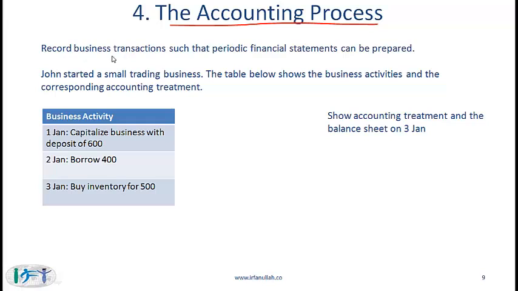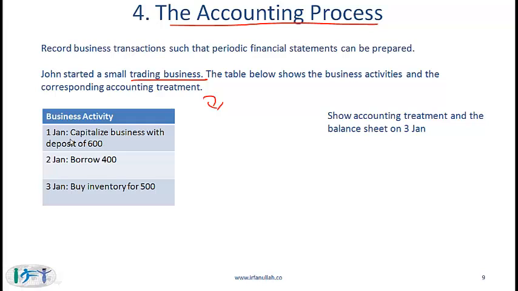Let us now take a look at the accounting process. Accountants must record business transactions such that periodic financial statements can be prepared. Let's consider a small business. John started a small trading business. The table below shows the business activities and the corresponding accounting treatment. Actually, you need to come up with the accounting treatment, and in a few seconds I will display the correct answer.